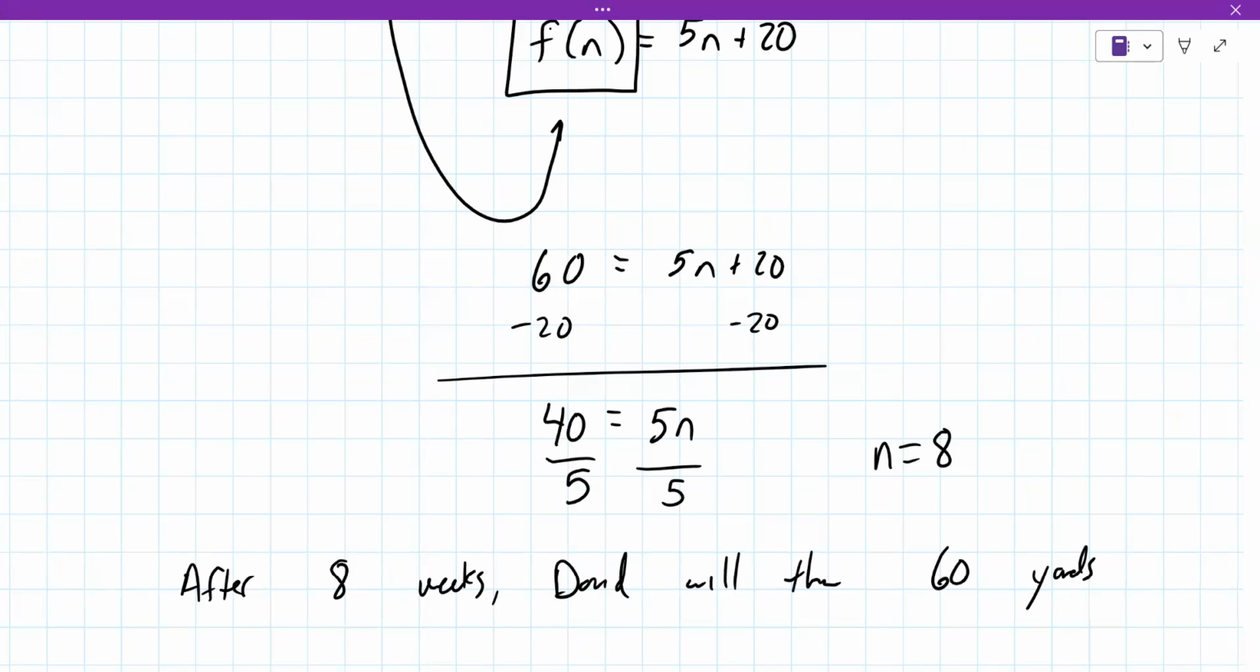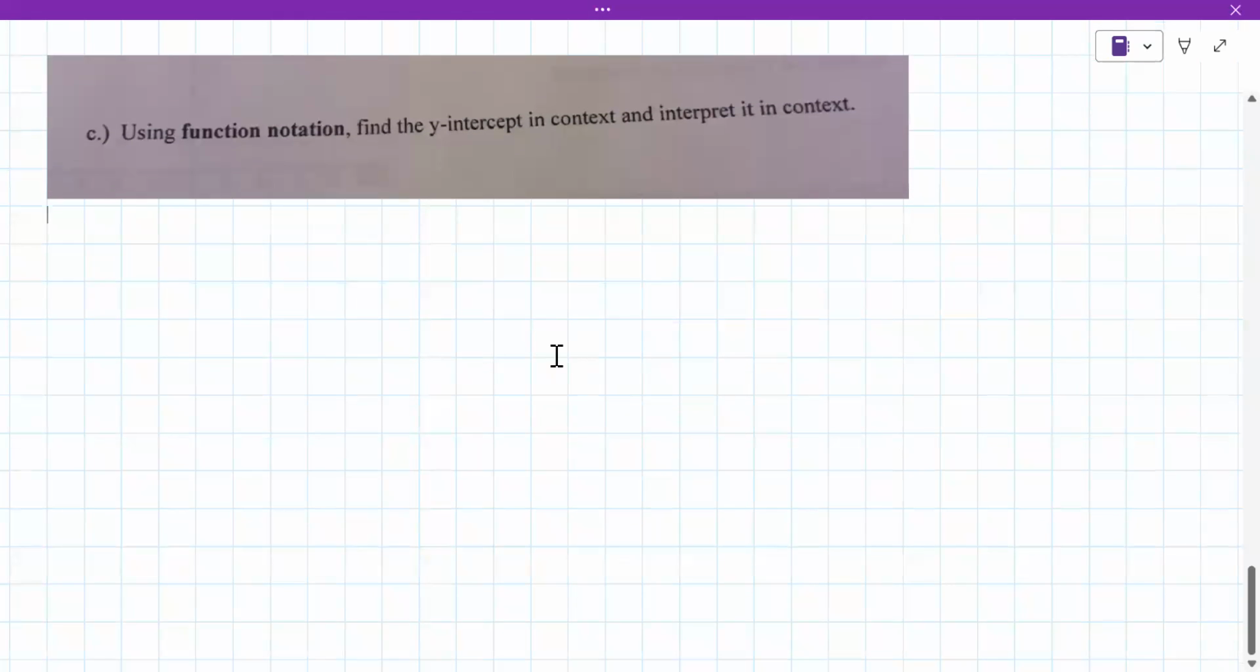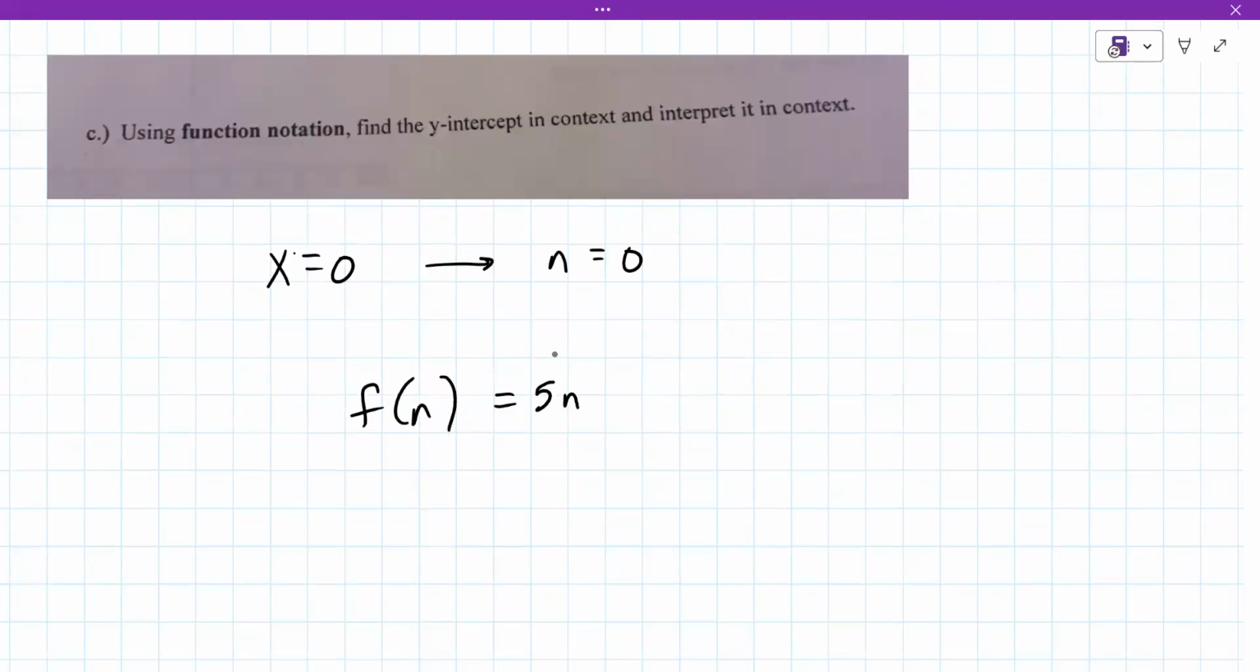And then D, using function notation. It's like the same thing, or no, we didn't do the same thing. You gotta do C now. Yes. So we did this kind of the other day. The y-intercept is when x is 0. So in your problem, that's really when n is equal to 0. Okay. So f of n equals 5n plus 20, and you're putting 0 in for n. Wherever you see an n, you put 0 in. Okay. Got it. So what does that become?